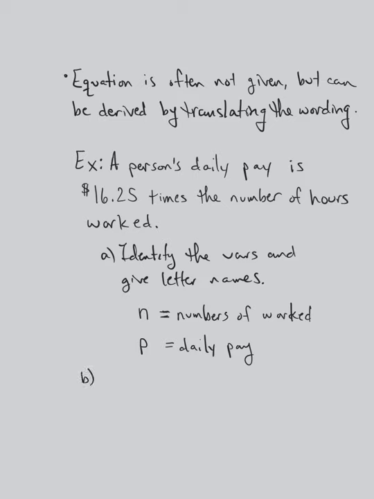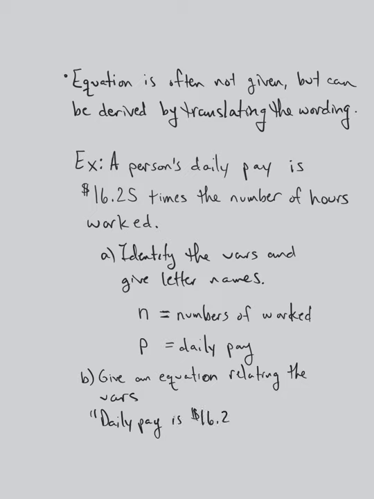And then this is just typical wording that I give in problems: give an equation relating the variables. The key thing is most of the time you're just translating. So I'm going to abbreviate what I have written up there, but basically what that's saying is the daily pay is 16.25 times the number of hours.